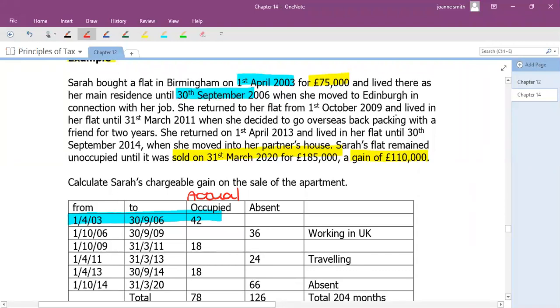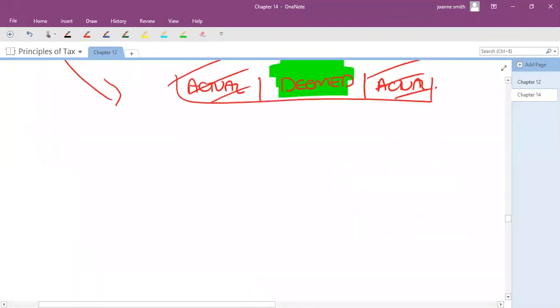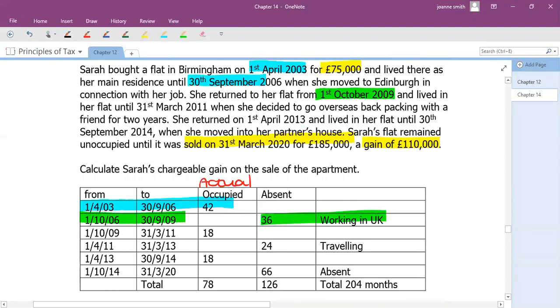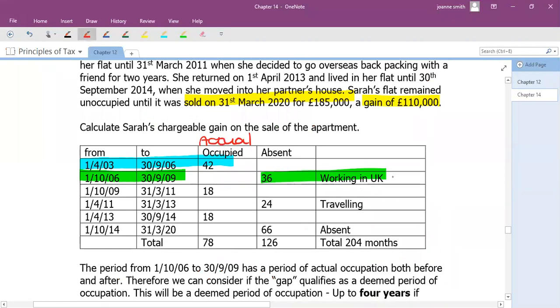Then she moved to Edinburgh after the 30th of September, and she returned to the flat on the 1st of October. So from the 1st of October 06 until the 1st of October 09 when she moved back in. So that's a 3-year period. She's working in the UK because she's working in Edinburgh. Now, remember, if you're working in the UK, that can be deemed occupation, right, up to a maximum of 4 years, all right? And that period there, it was less than 4 years, wasn't it? So maximum 4 years. Let's write that down.